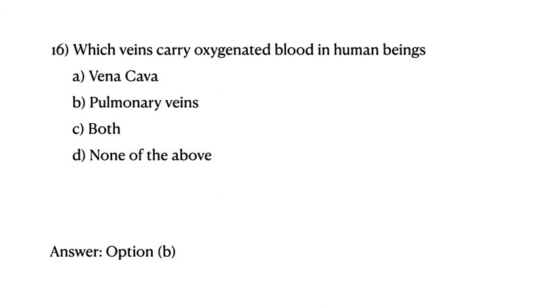Question number 16. Which veins carry oxygenated blood in human beings? Option A, vena cava. Option B, pulmonary veins. Option C, both. Option D, none of the above. Now children, what would be the answer here? Yes, the answer is pulmonary veins. Pulmonary veins carry oxygenated blood from lungs to the heart. Okay, so here option B is the correct answer.